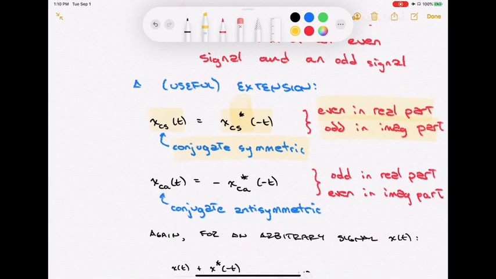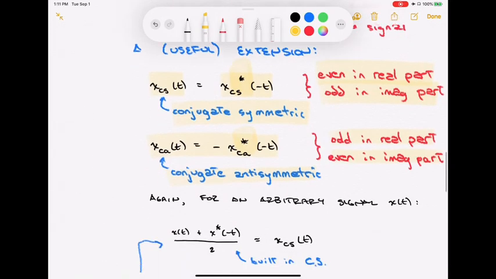In a similar way, I can talk about something being conjugate antisymmetric. This is a bit like the odd definition. I've just got that extra conjugation in there. A conjugate antisymmetric signal is odd in the real part and even in the imaginary part. Again, you can see this just by putting in a rectangular form for my signal x of t.